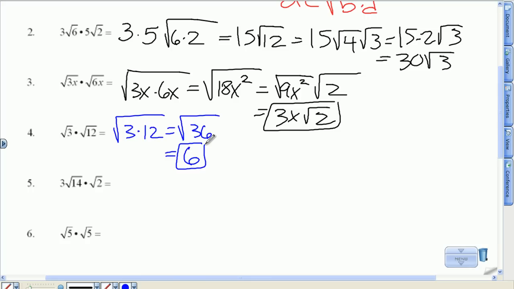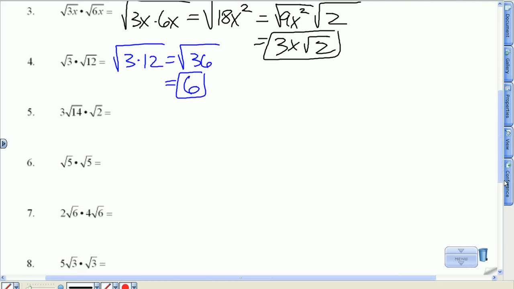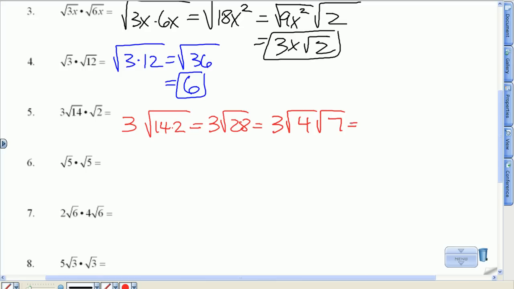Here for problem 5, 3 radical 14 times radical 2. Coefficients get multiplied together. 3 times 1 is 3. 14 times 2 is 28, so you get 3 radical 28. 28 is divisible by 4, so that becomes 3 radical 4 radical 7, which is 3 times 2 radical 7, or 6 radical 7. Multiply the coefficients together, the product stays a coefficient. Multiply the radicands, the product stays a radicand, but you have to reduce that radical if possible.